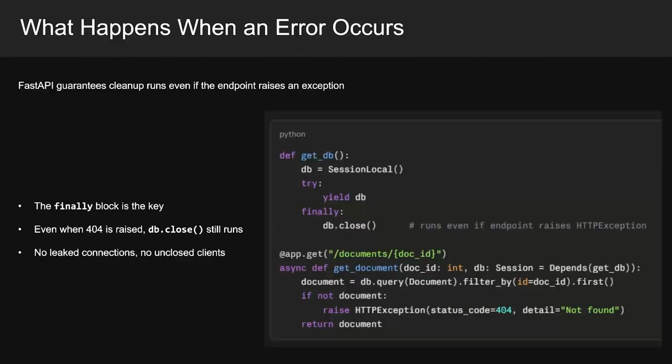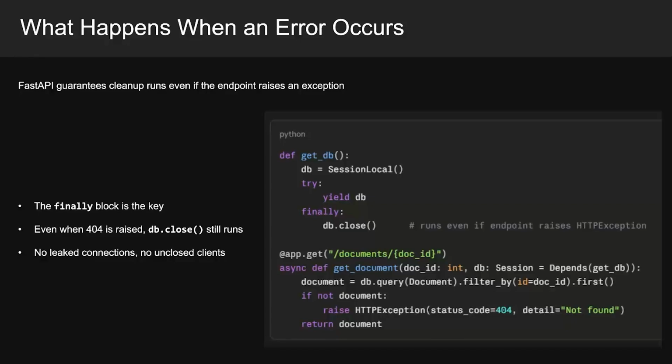So, this slide shows exactly why finally is the right choice over writing cleanup code after yield. Look at the endpoint. It queries a document by ID. If it's not found, it raises a 404 HTTP exception. Without finally, that exception would bubble up before any cleanup code runs and the session would leak. With finally, it doesn't matter. The comment in the code says it: directly run even if endpoint raises HTTP exception.